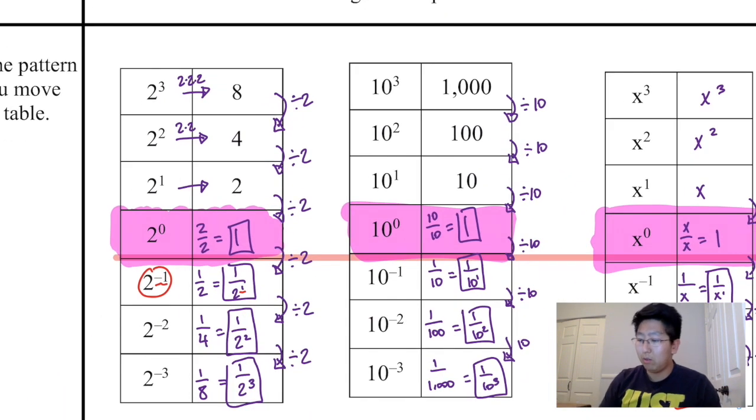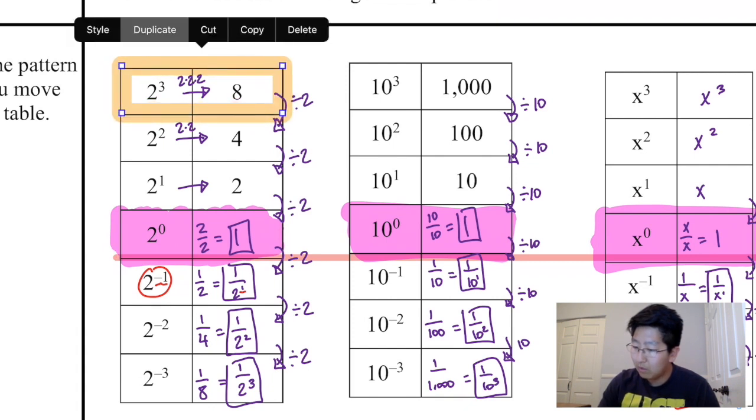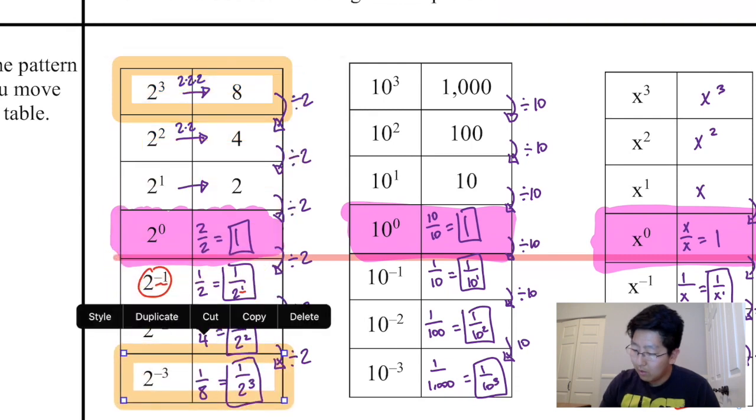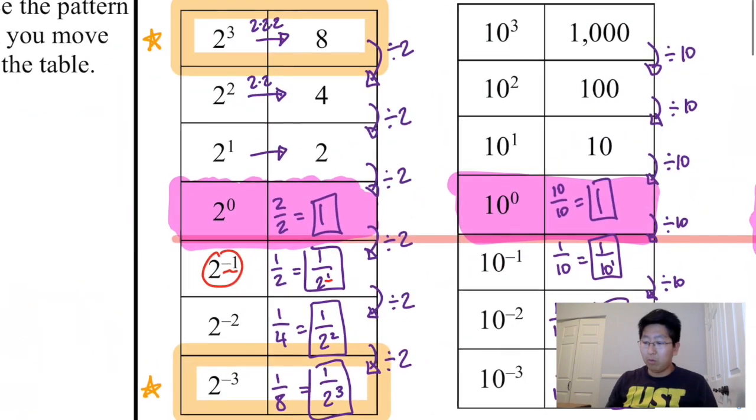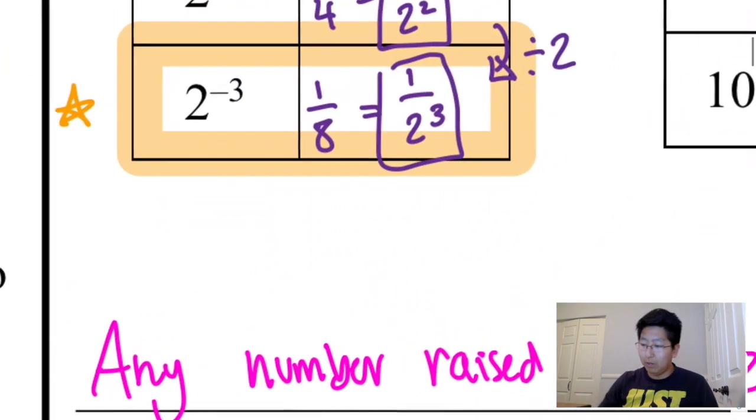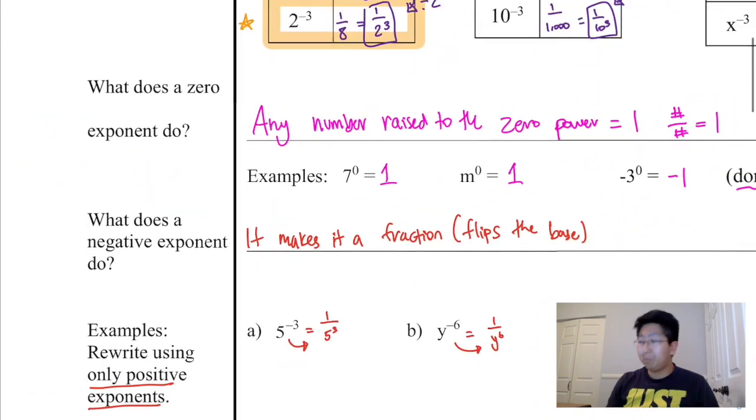Now, I want you to notice something else as well. I want you to look at this right here, so this and this. Hopefully you're able to see that these two are very similar as well. And that's what we talked about with the negative exponent. What happens is it turns into a fraction. So it flips the base, also known as the reciprocal, and it goes to the bottom of the fraction. So it goes from 8 to 1 over 8.